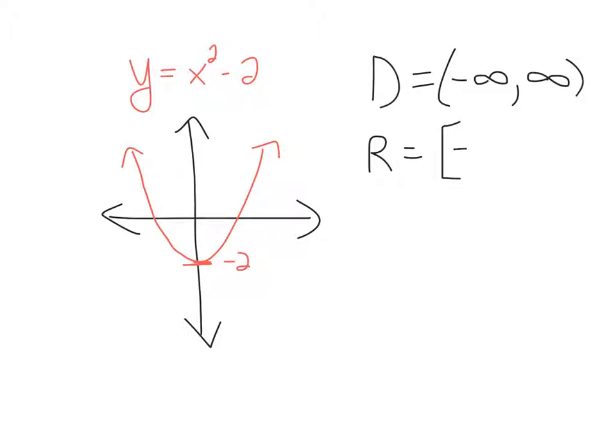Now, I want to include that point, so I'm going to use a bracket. So a bracket means to include, a parenthesis means to not include. So the lowest y-coordinate is negative 2, but the highest y-coordinate keeps going up and up in both of these directions. It doesn't matter which one, just one has to go up. And it goes up to infinity. And so there's my domain and range for that example.